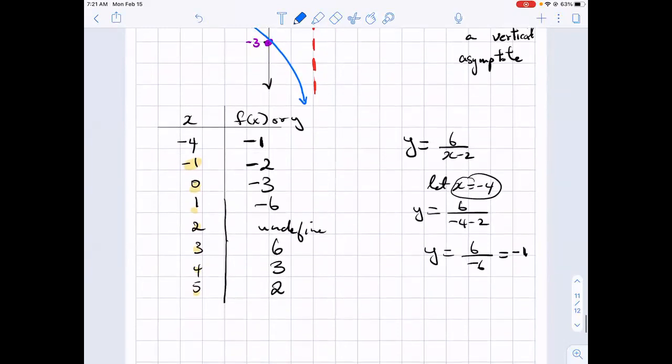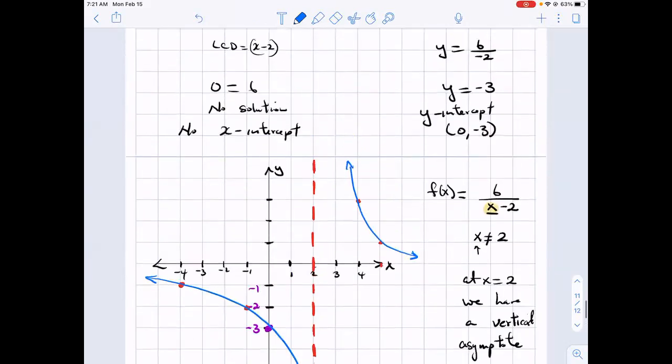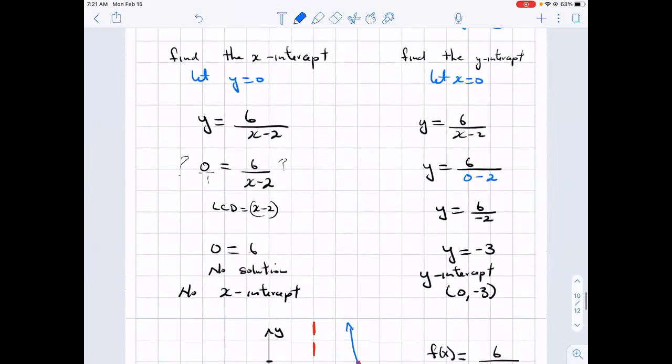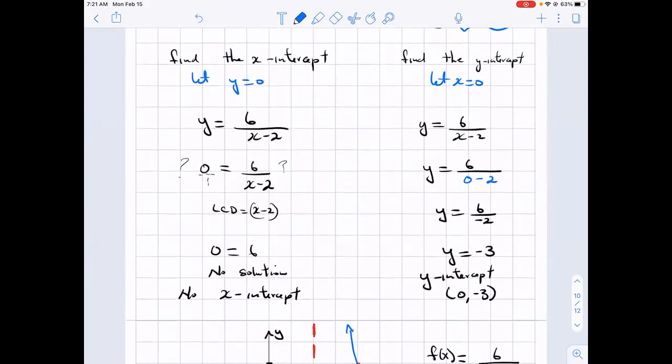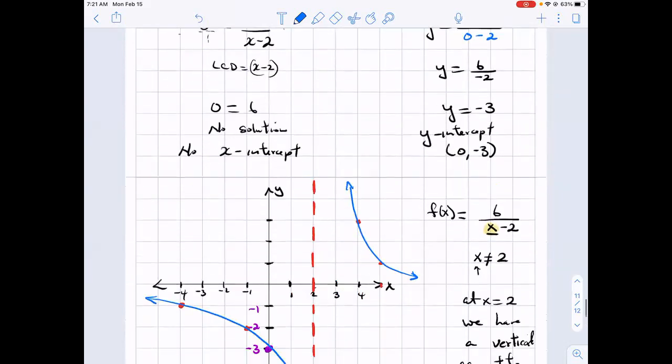But we'll talk about graphing rational functions in a video that I have. So for now, the whole idea was just to solve for x. How do you solve for x, or solve a rational equation?